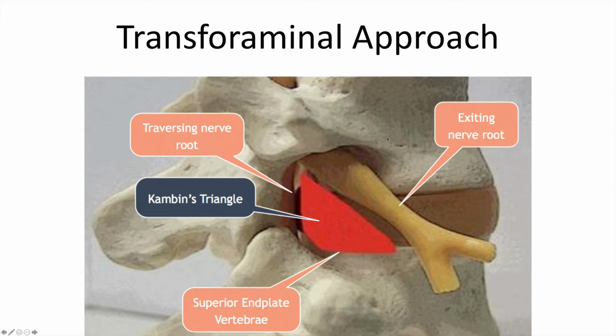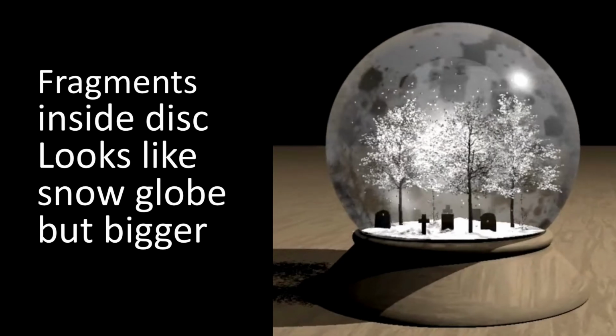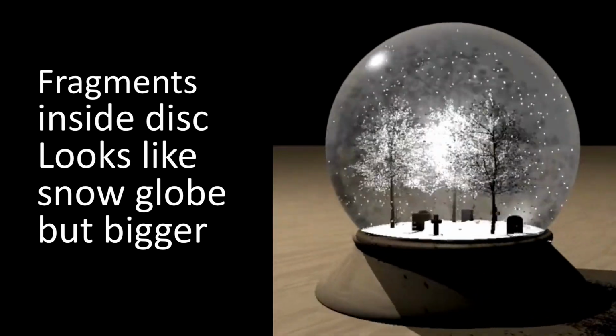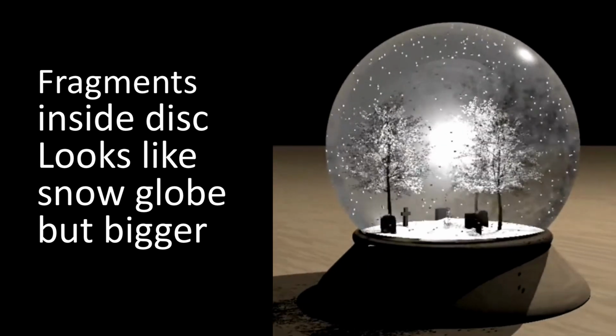If we're looking at the spine from the side, we can see that the nerve is coming out of the central canal. There's the disc right there. And this portion here is the safe triangle described by Kambin many, many decades ago. And it represents a safe entry into the disc. So it's below the nerve, in order to avoid injury. And the fragments that are floating around inside the disc really look like a snow globe, but they're quite a bit larger.